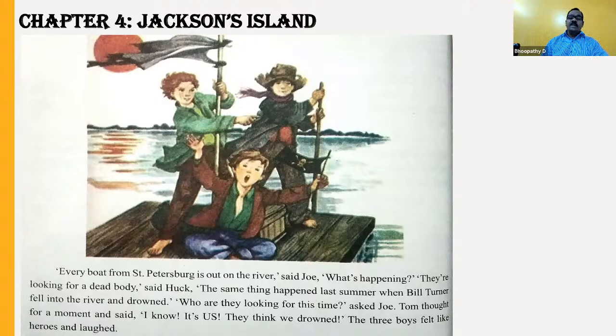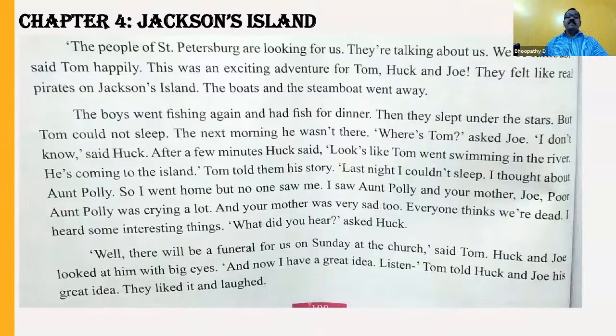The three boys were like heroes and they laughed. They were very happy. Yes, there was a great happiness for them. They became heroes. So when they were alive, all the people in the town, St. Petersburg, thought that they were dead and were in search of the dead bodies. So it was a very adventurous thing for the boys. "The people of St. Petersburg are looking for us. They're talking about us," said Tom happily. This was an exciting adventure for Tom. So actually they wanted to do this kind of exciting adventure.